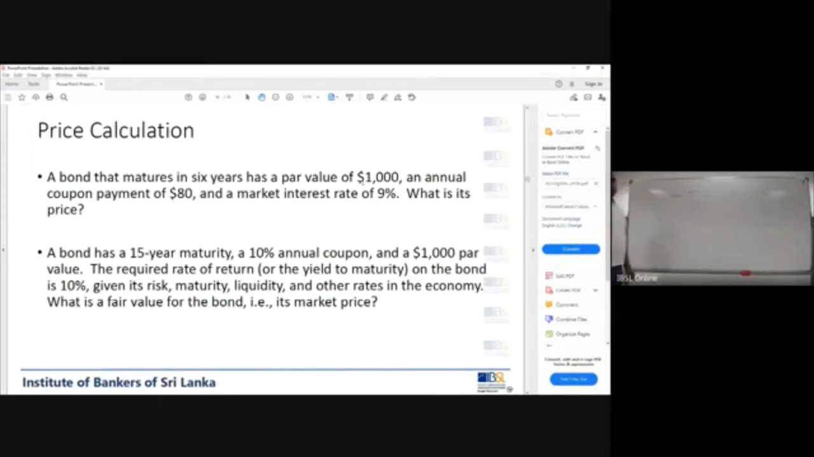10% annual coupon, $1,000 par value. Cash flows. 10% annual coupon means on $1,000, every year you get a coupon of 100. And at maturity you get the coupon of 100 plus the par value, so it's 1,100. Required rate of return or yield to maturity on the bond is 10%. Discounting factor at 10%.